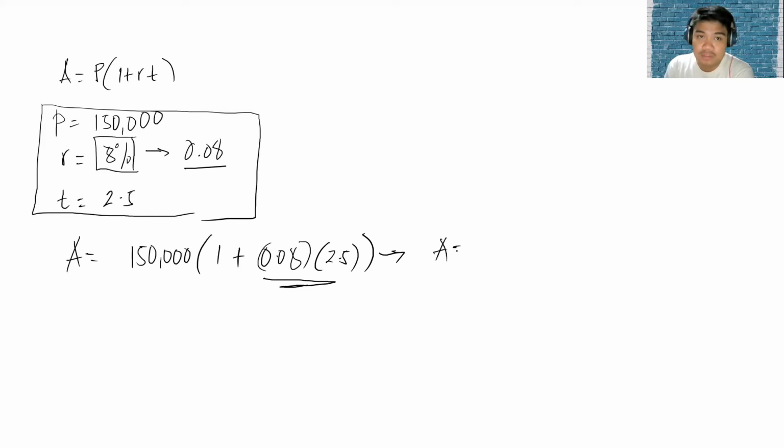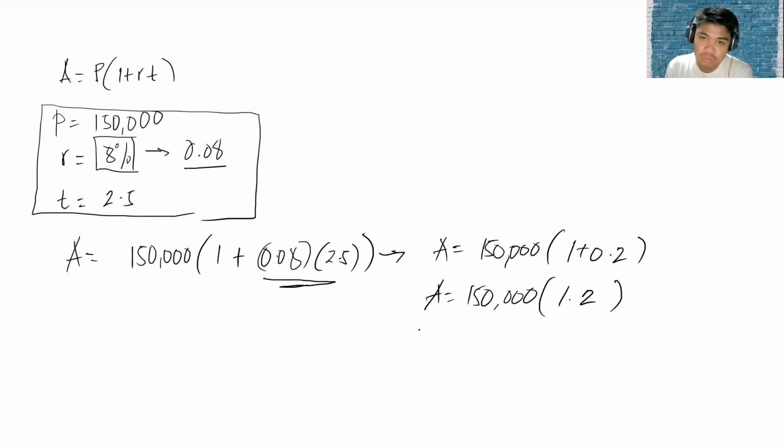So we have A is equal to 150,000 times 1 plus 0.2. And then we have A is equal to 150,000 times 1.2. So the total accrued amount is equal to 180,000. So 180,000 will be the total amount of the loan after the prescribed time, which is the 2.5 years. But the question is, how much interest? So we're going to subtract the principal amount from this accrued amount.